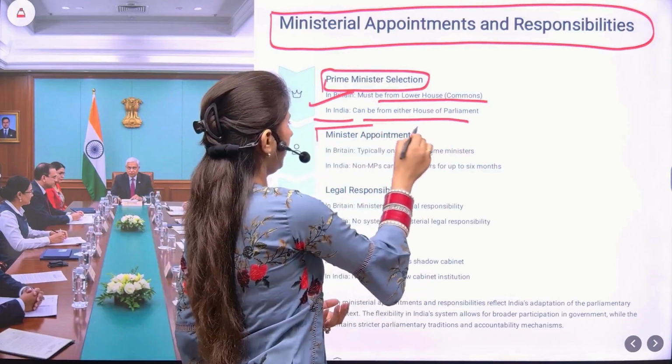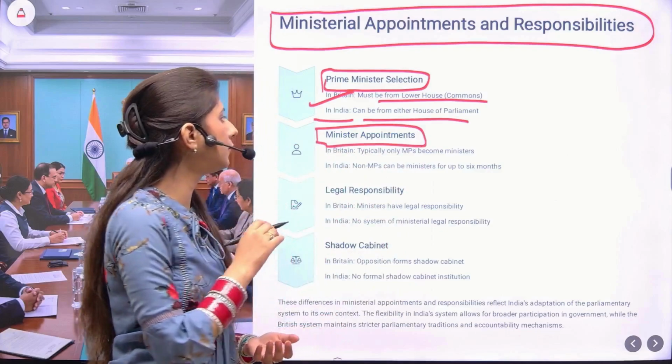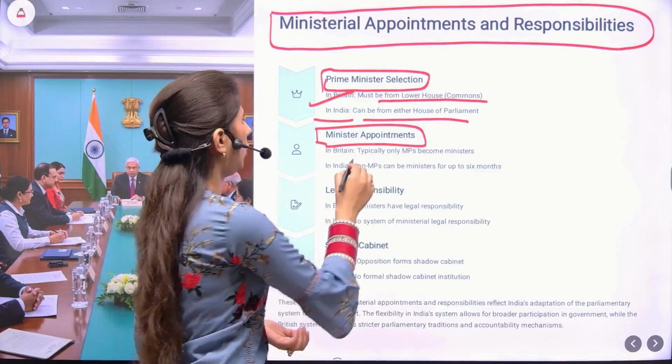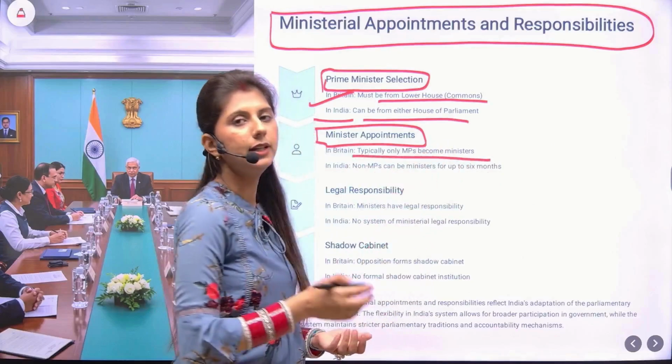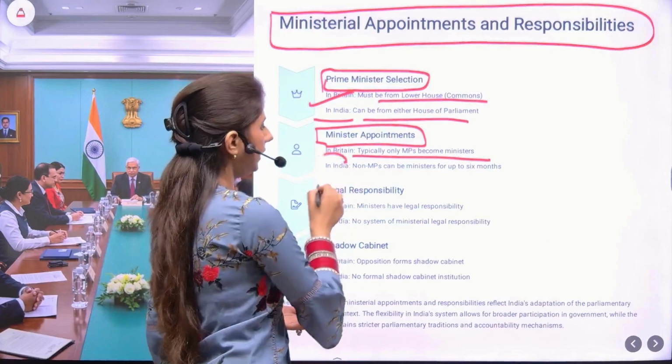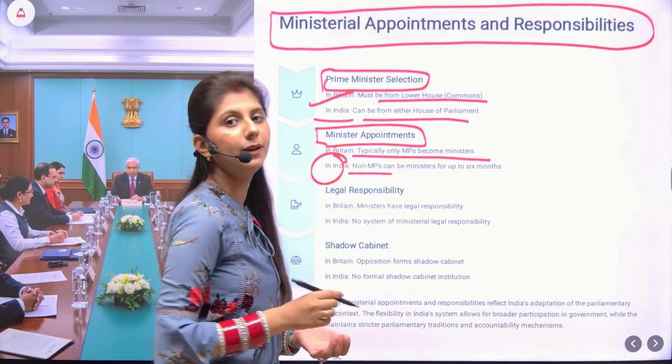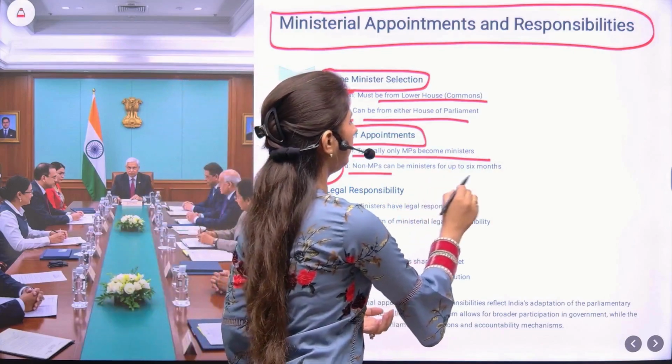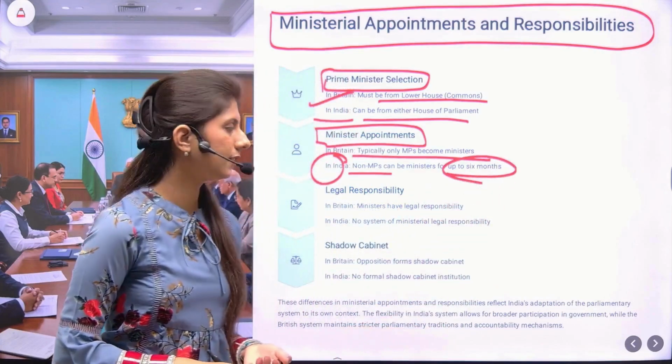How are the ministers chosen? In Britain, typically only the MPs, that is the members of Parliament, can become ministers. Whereas in India, even non-MPs can be a minister, but only for up to 6 months.